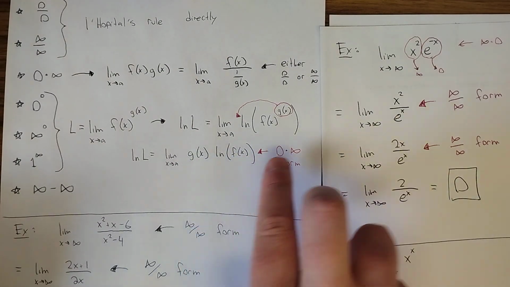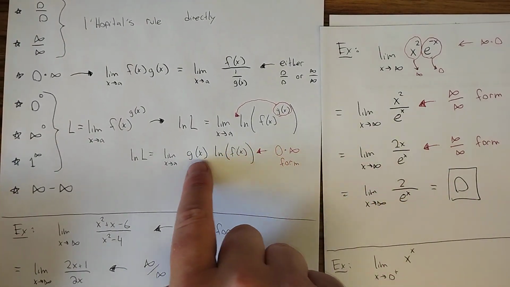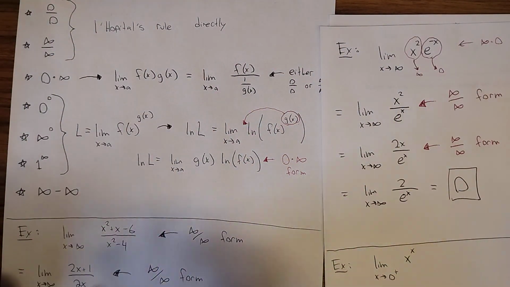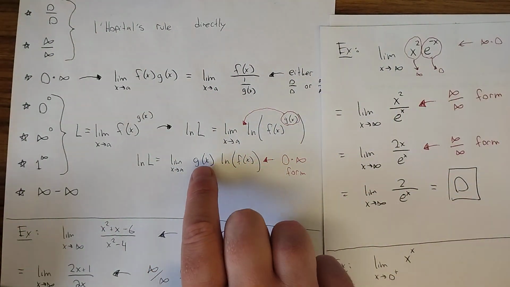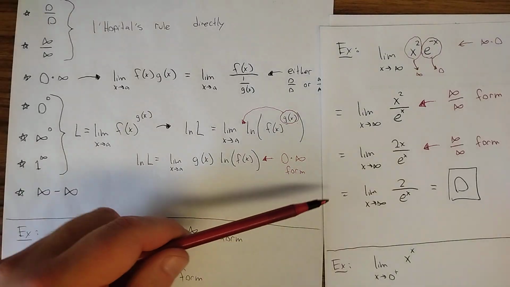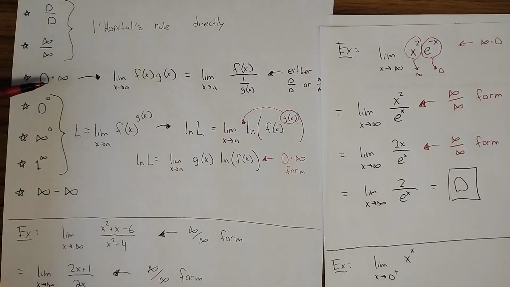And so which one of these things is going to 0 and which one's going to infinity depends on what case you're in. But one of these things, whether it's g of x or ln f of x, one of them is going to 0 and the other one's going to infinity. And we already learned what to do when you have an infinity times 0 form. So that's how these go. Let's do one.